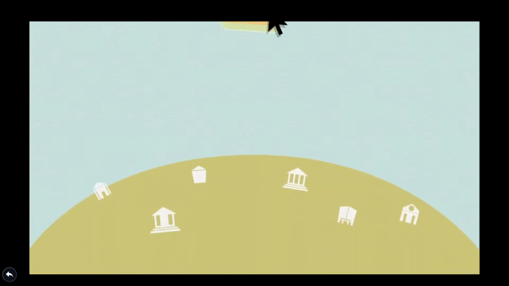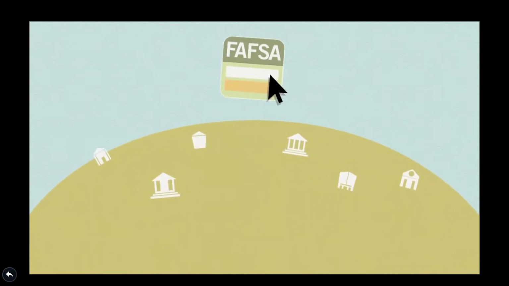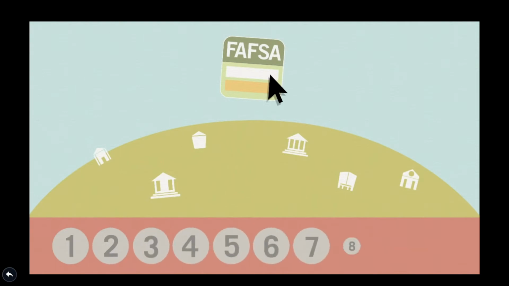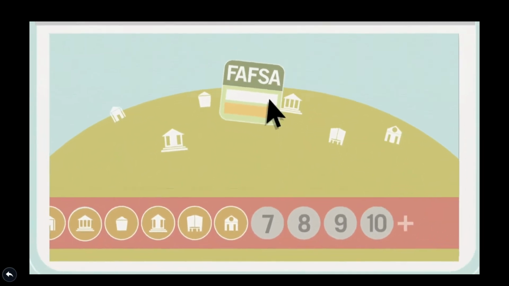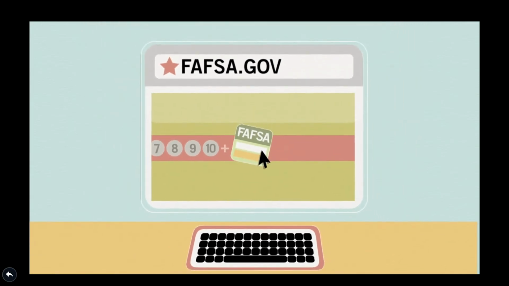Because colleges and career schools use the FAFSA to provide financial aid, you can list up to 10 schools that you are interested in attending. You should list all of the schools that you are considering, even if you haven't been accepted or applied yet. If you have more than 10 schools in mind, you can submit your FAFSA with 10 schools and then replace some of those schools with other schools later.